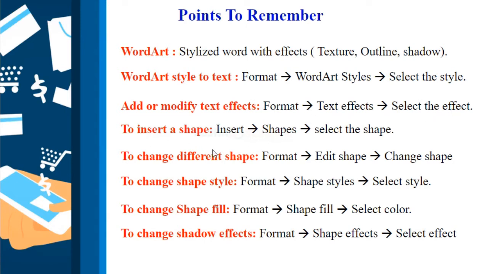To insert a shape, we need to go to Insert, then Shapes, and select the shape. To change to different shapes, go to Format, Edit Shape, and Change Shape. To change the shape style, go to Format, Shape Styles, and select the style. To change the shape fill, the same: Format, Shape Fill, and select the color. Fill means color. To change shadow effects, the same: Format, Shape Effects, and select the effect.